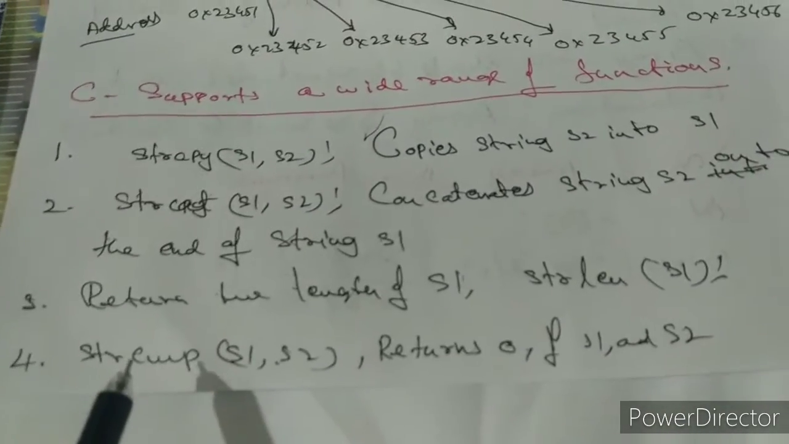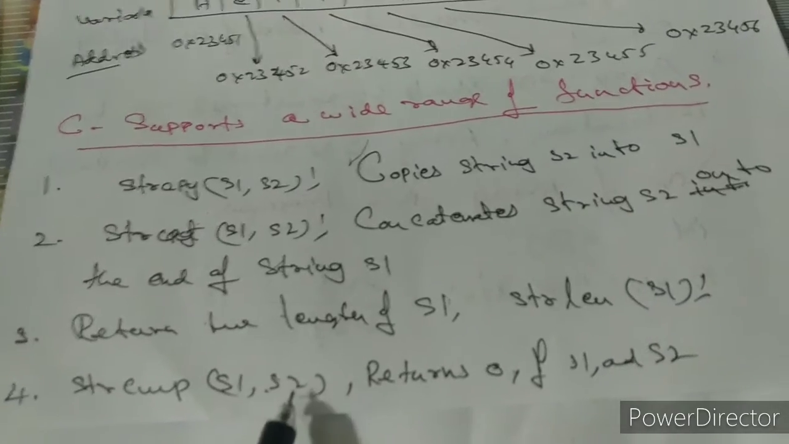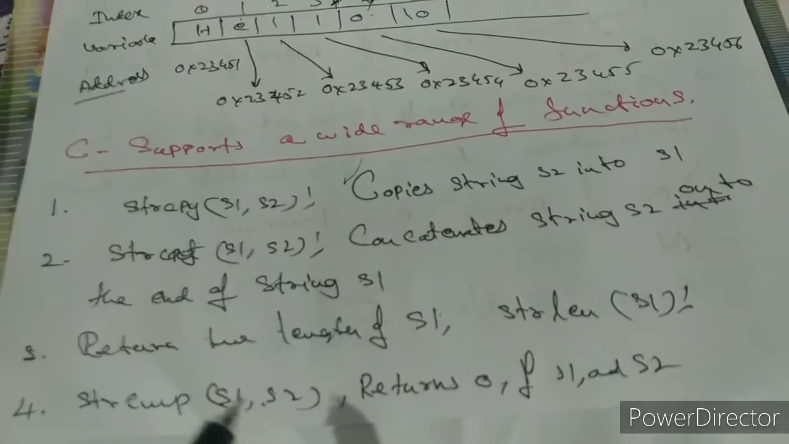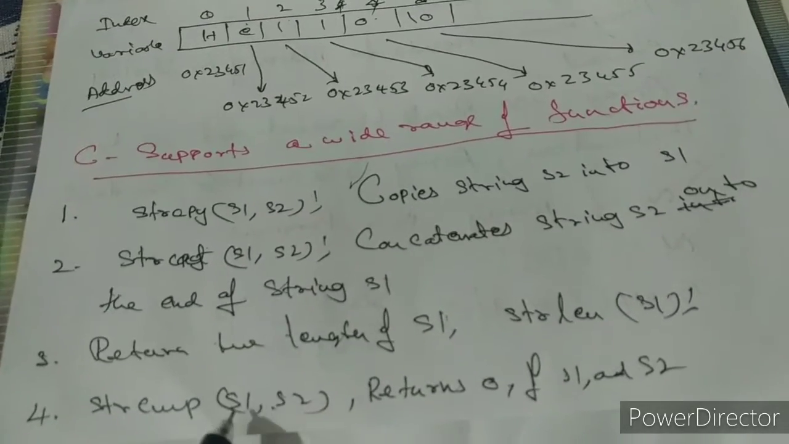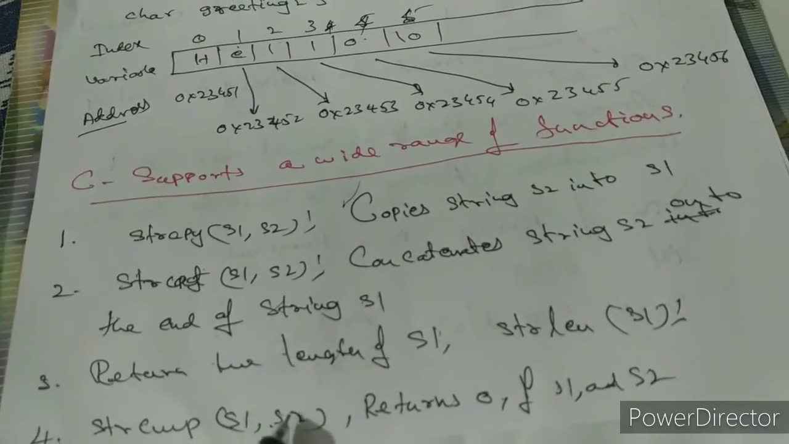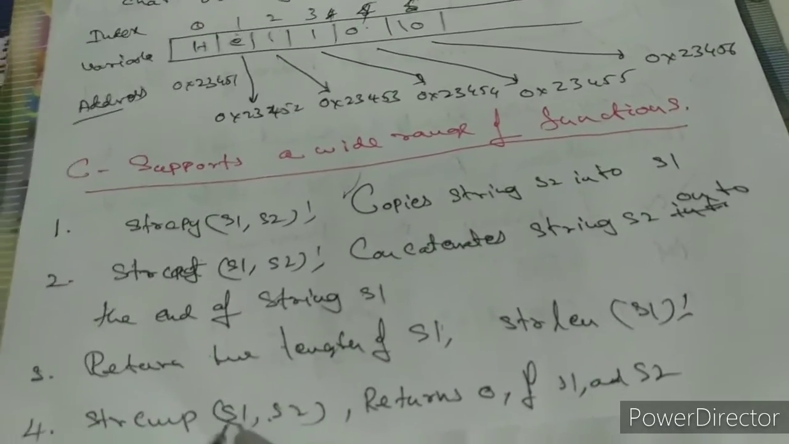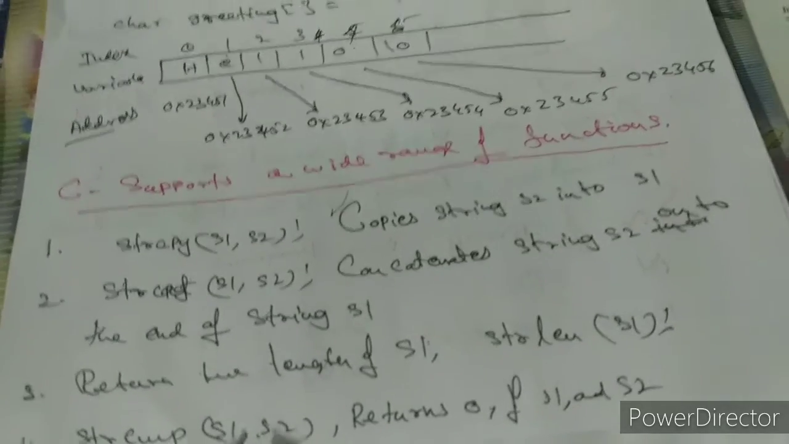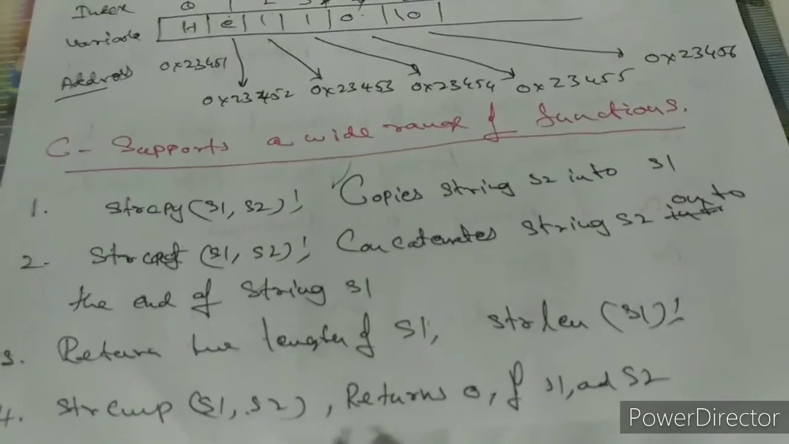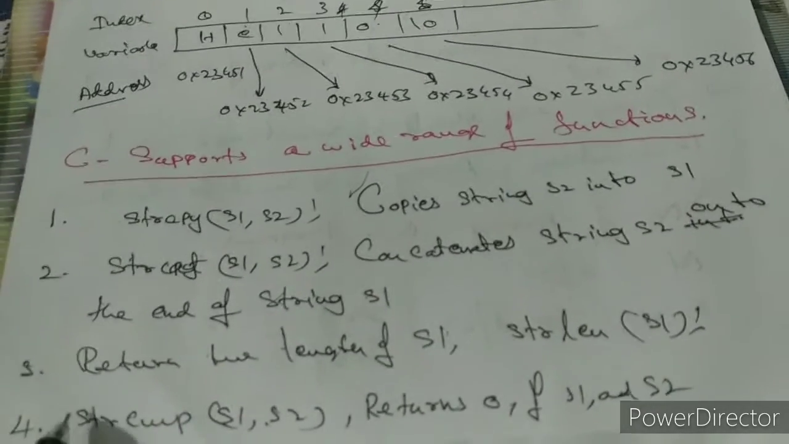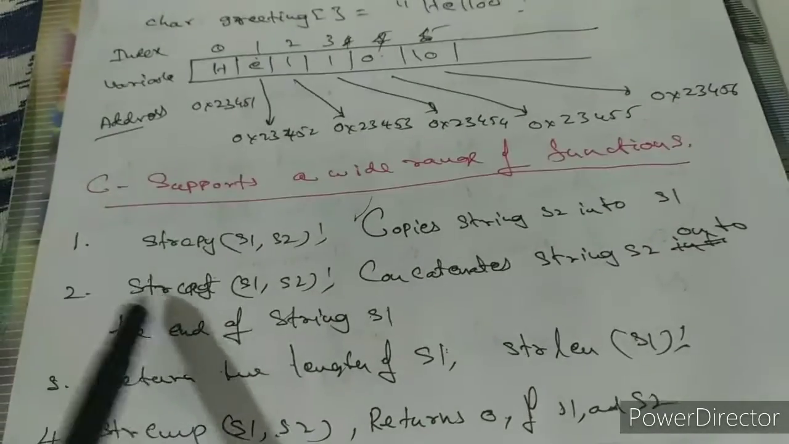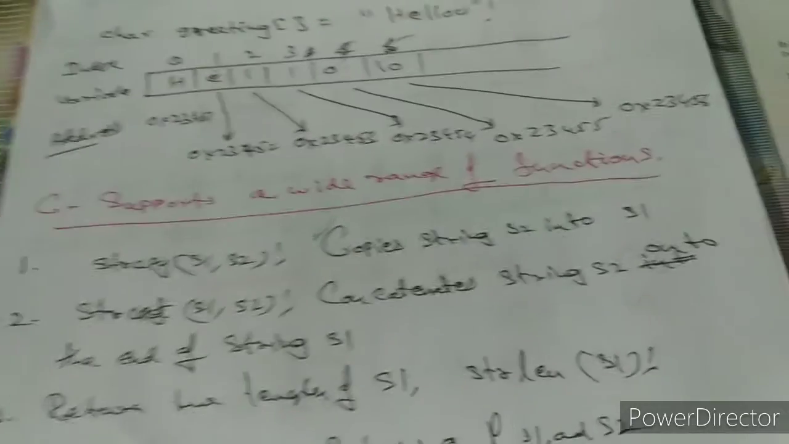Here is string compare, strcmp(s1, s2). We compare both strings. Suppose s1 is madam and s2 is madam. If both strings are the same, it returns 0. If both strings are not the same, it returns -1. The return type here is integer. The string length is also an integer return type.